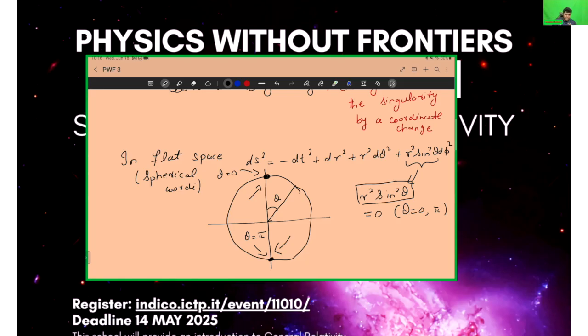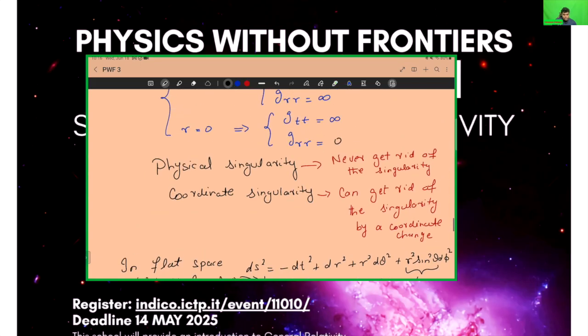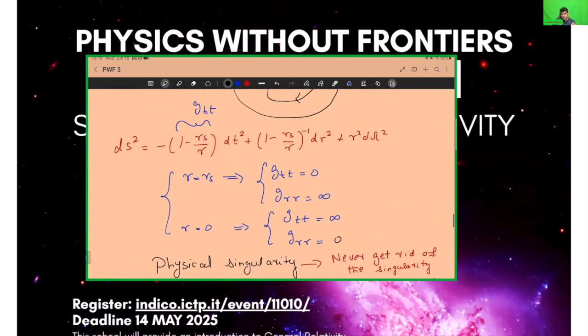So just like that, there's a coordinate singularity that shows up in the Schwarzschild metric. Where does it show up? Well, it shows up here at r equals rs, at the event horizon. It turns out that there is no physical singularity. Although the metric tensor diverges, GRR diverges here, it doesn't mean that there's a physical singularity here.